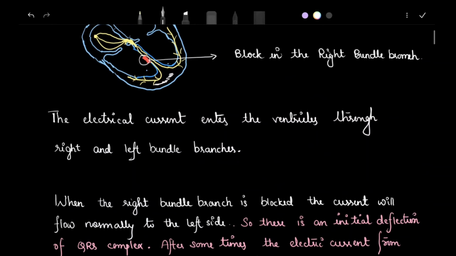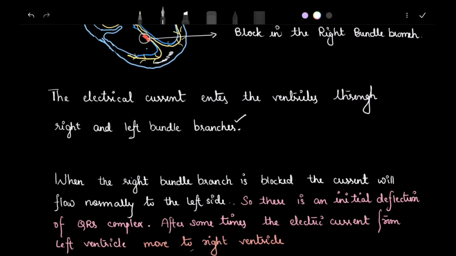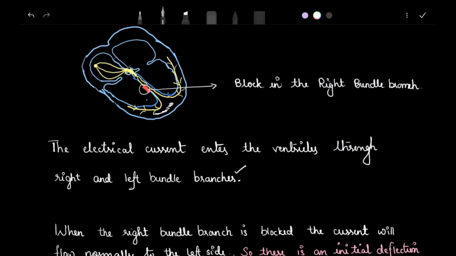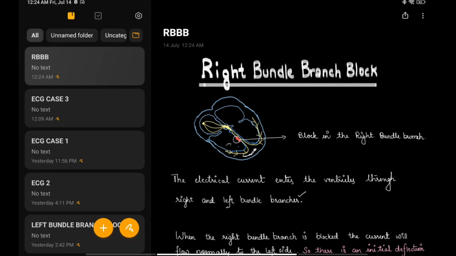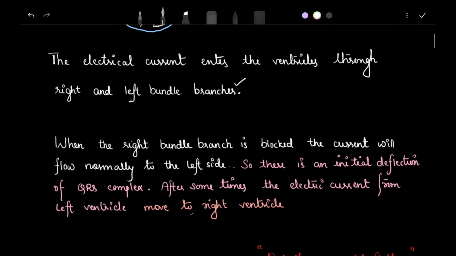The electrical current enters the ventricle through the right and left bundles. Then we should understand that when the right bundle branch is blocked, the current will flow normally to the left side. Since this is blocked here, the current will flow naturally to the left side. So what will happen?